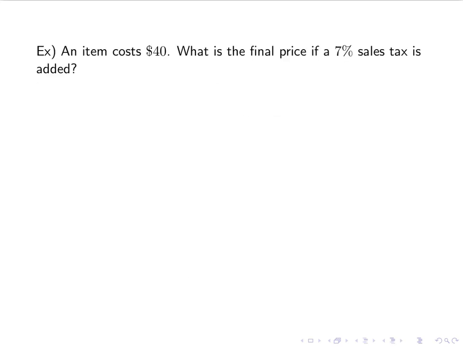An item costs $40. What is the final price if a 7% sales tax is added? So a sales tax is added, so we're going to add the p times b to b. $40 is the cost before the sales tax, so that is going to be b, and we're looking for a, the price after the sales tax. So 40 plus 40 times 0.07 is our equation, which is 40 plus 2.80, which gives us $42.80.